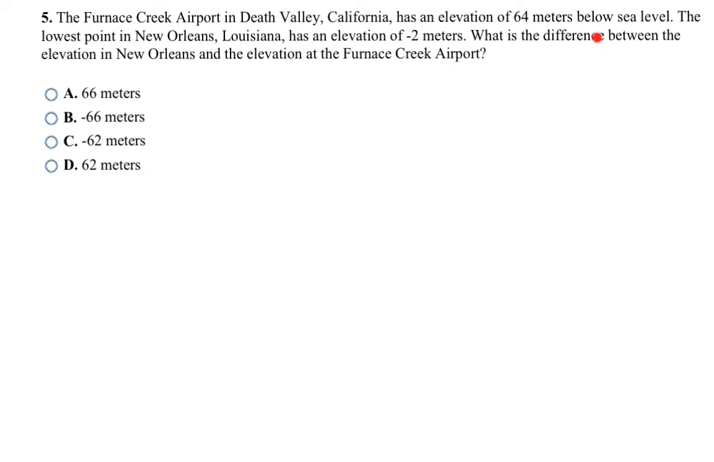So difference tells me that I'm going to be subtracting, and I'm going to be taking the elevation of New Orleans minus the elevation of the Furnace Creek Airport, because I do them in the order that the problem presents when it says difference. So the elevation of New Orleans is -2, and I'm going to take that minus the elevation of the Furnace Creek Airport.